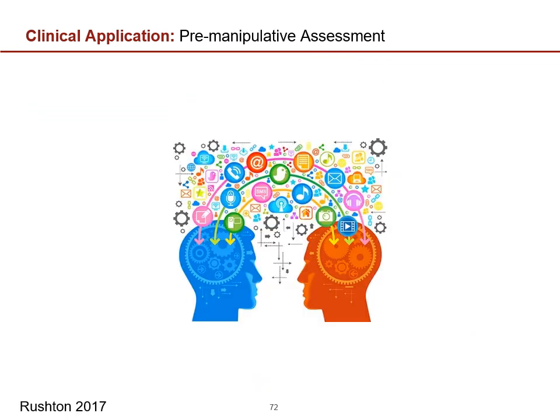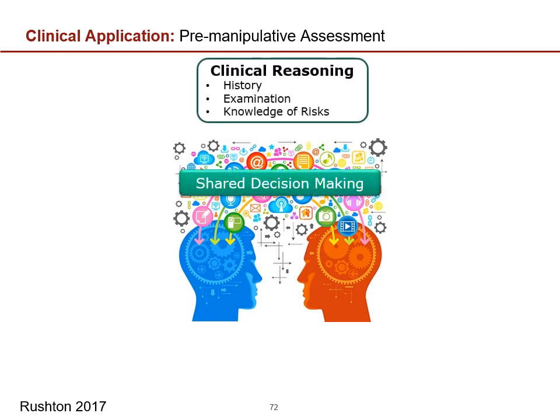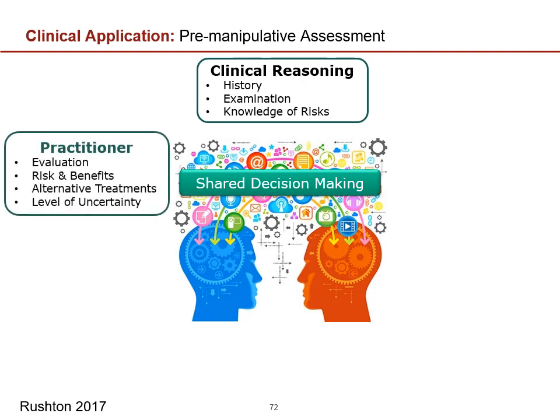Okay, if appropriate, depending on what we've gone through thus far, then you're going to go through shared decision making. And what does this entail? You're considering the clinical reasoning, your history, your examination, the knowledge of the risks that will be involved for this specific patient, as well as of the intervention itself. So from the practitioner side, you're considering the evaluation, the risks and benefits, alternative treatments, and the level of uncertainty that you have or the lack thereof.